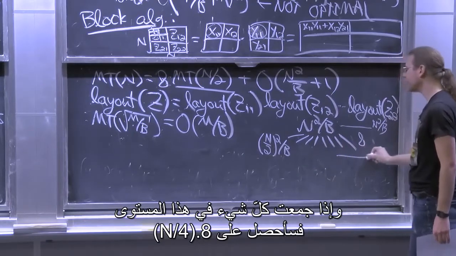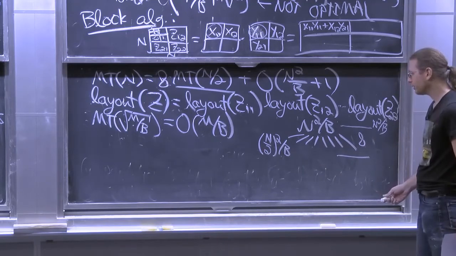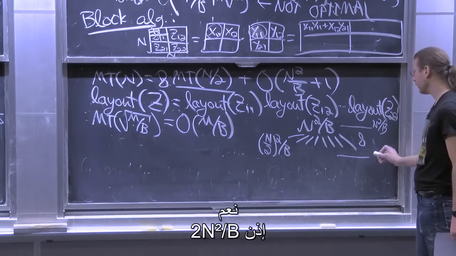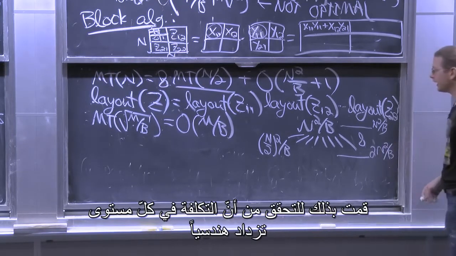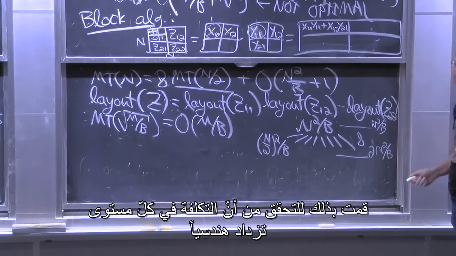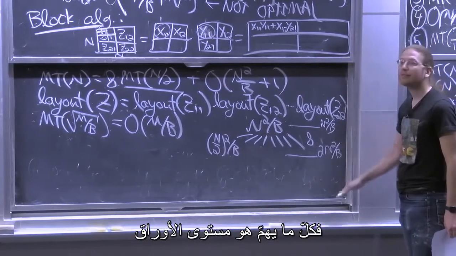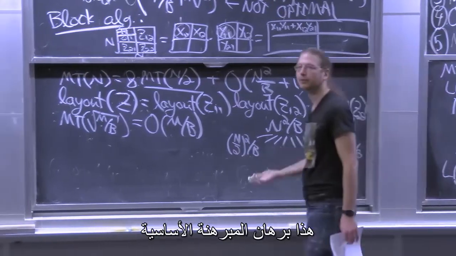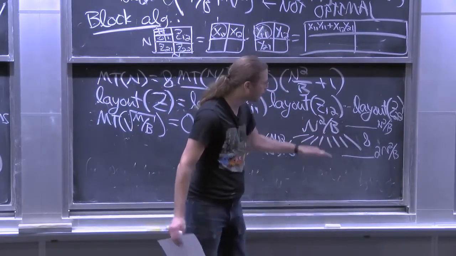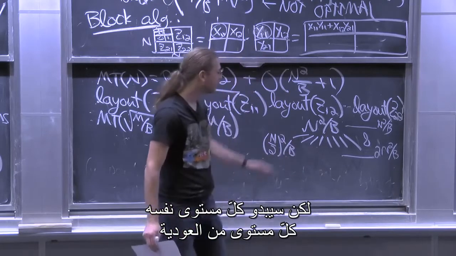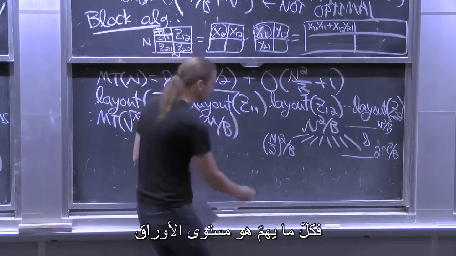If I add up everything on this level, I'm going to get 8 times n squared over 4B. Is that right? Yeah, so 2 times n squared over B. I did that in order to verify that the cost per level is increasing geometrically. So all that will matter is the leaf level. This is the proof of the master theorem. When things are doubling at every step, and this was just a special case, but every level will look the same. Every level of recursion, if you add them all up, you're getting twice as much as you had at the previous level. So all that will matter is the leaf level.